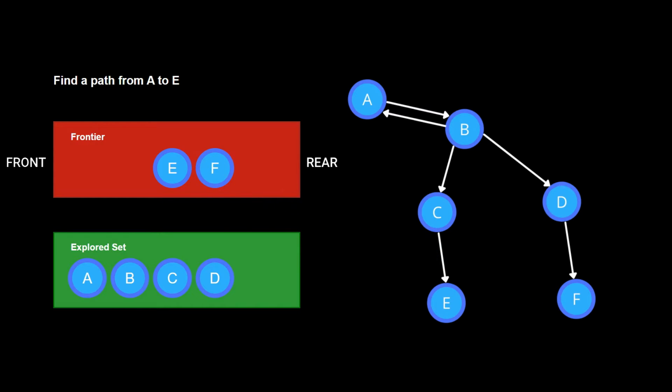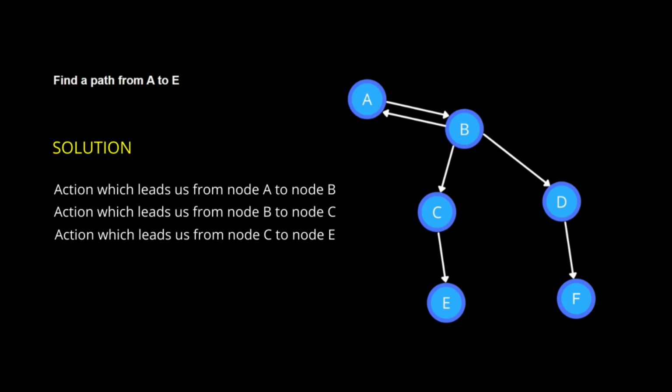Frontier is not empty. Remove node E from the frontier. Node E contains the goal state, so return the solution. Solution is the sequence of actions we took which led us from node A to node E.